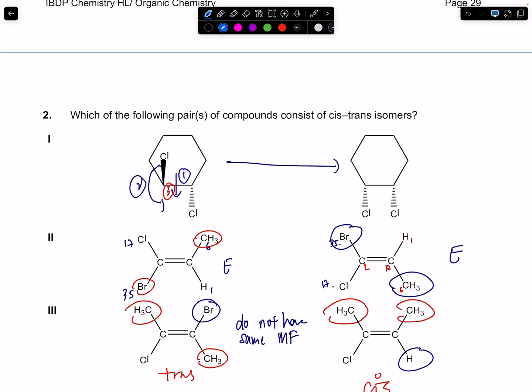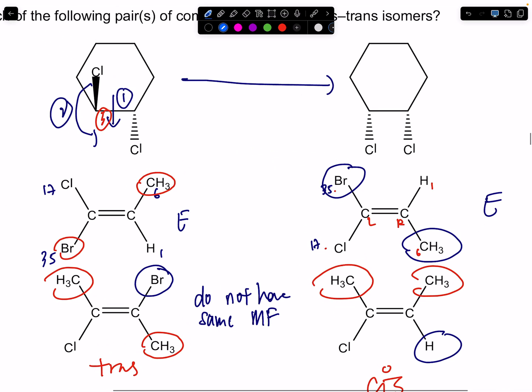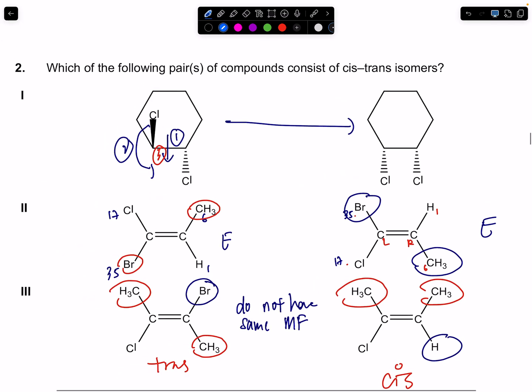Are you able to see that? Okay. How about number 3, guys? Why is number 3 wrong? No, you went too far. No need to go very, very far. For you to be isomers, you need to have the same what formula? Same molecular formula. You realize that number 3, the molecular formula is not even the same. Am I right, guys? So therefore, number 3 is out.